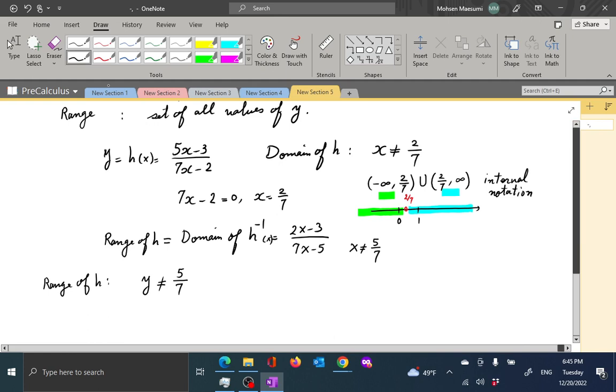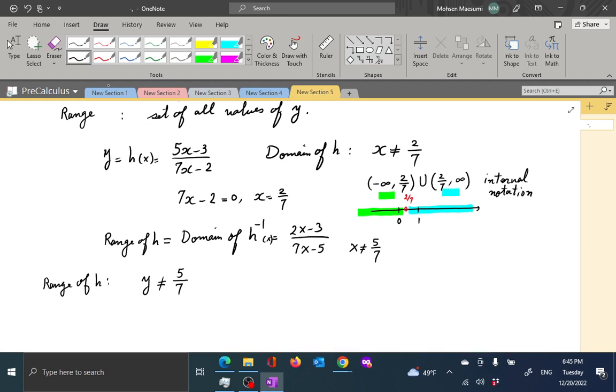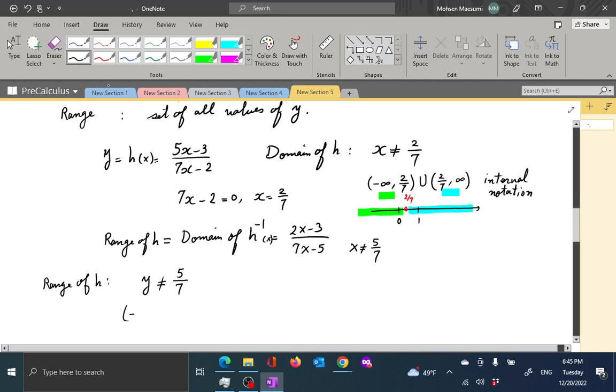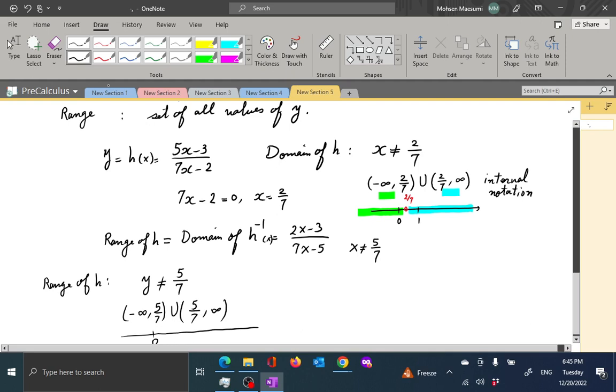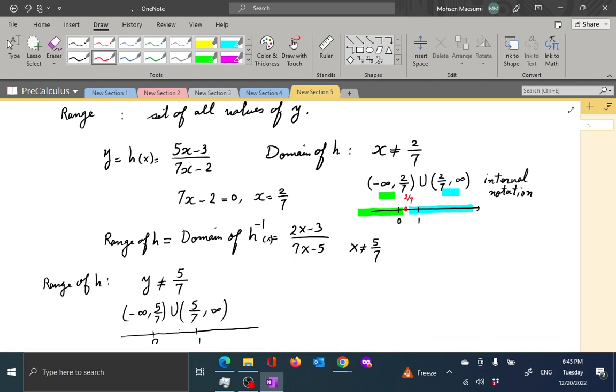Just like in this case, we can write this three ways. I can write all numbers from negative infinity to 5/7, union with 5/7 through infinity. I can draw a real number line, 0 and 1, and 5/7 is somewhere on this line. I can either stay to the left of it or to the right of it, and that's part of the range.